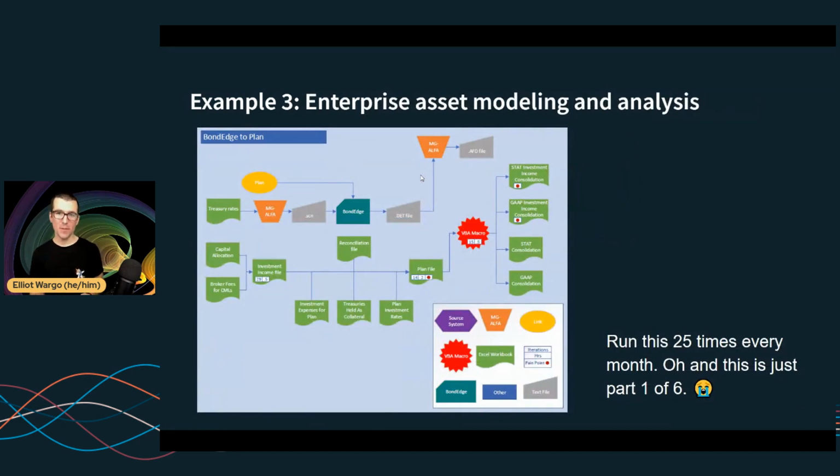And then third example, this is a diagram one of my colleagues put together after looking through a process that one of our employees runs to get data together to do analysis on our assets. This is actually just one of 6 pages, and this is this employee's full-time job to run this process. It's a monthly process. It takes her weeks, and after she completes it, at the end, she has to do it all over again the next month.